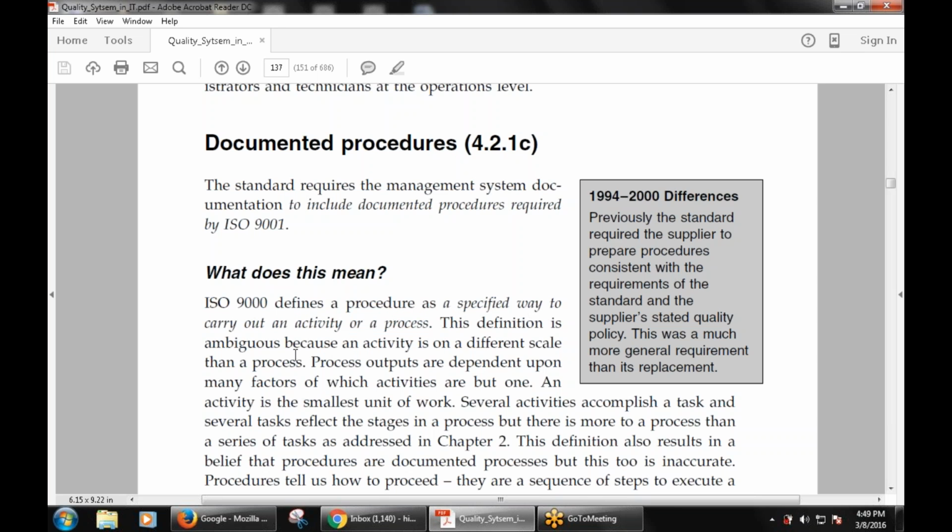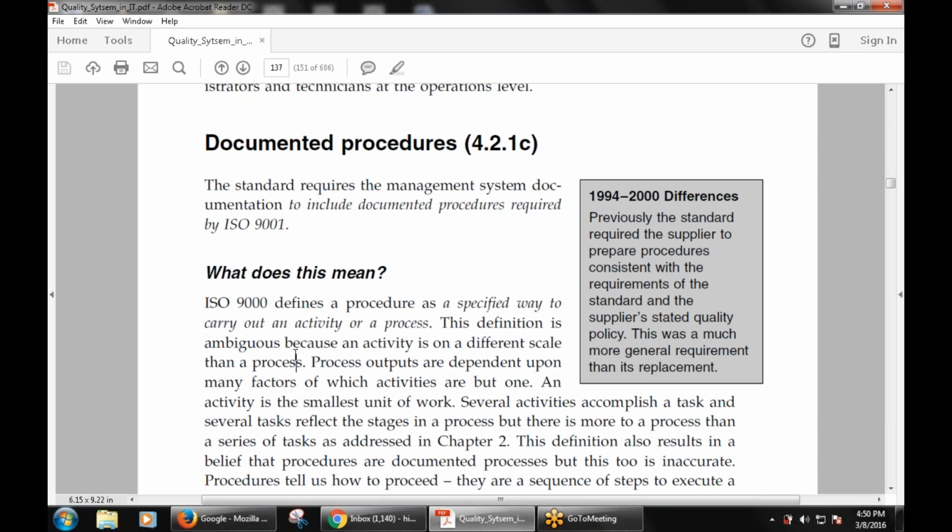And this definition is ambiguous because an activity is on a different scale than a process. Process outputs are dependent upon many factors, of which activities are one. An activity is the smallest unit of work, and several activities accomplish a task, and several tasks reflect the stages. That means various activities become a task, and various tasks become the stages in a process, but there is more to a process than a series of tasks, to be addressed in the chapter.